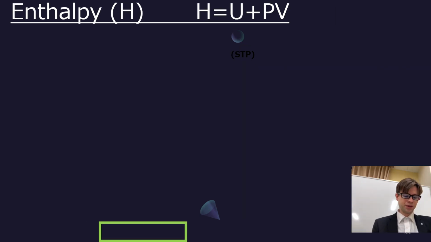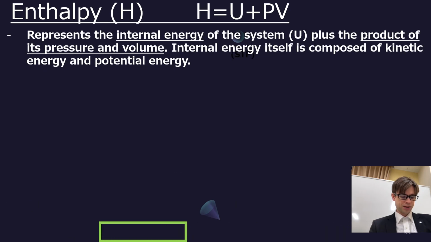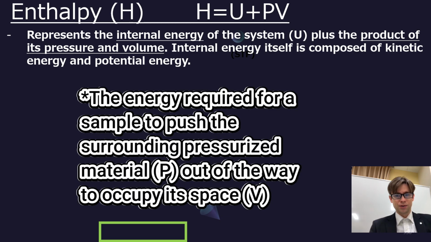So enthalpy, real definition. We'll call enthalpy H, label it with an H. I don't really know why. Maybe because one of the scientists who worked on this is Hess. But the equation: H equals U plus PV. Let's go through this. So this represents the internal energy of the system, labeled with U, plus the product of its pressure and volume. So U is just a type of energy, and pressure multiplied by volume is also a type of energy.